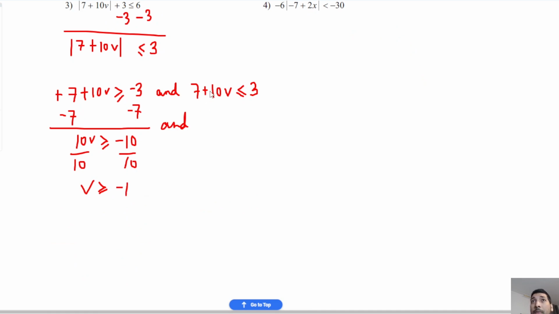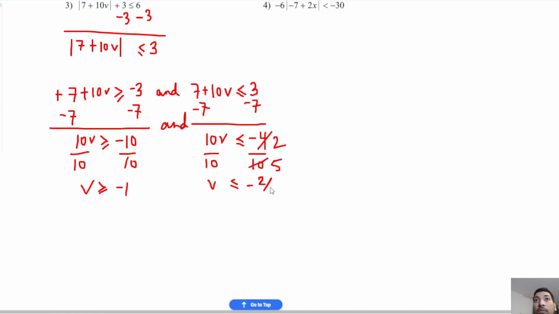For this part, we have 7 plus 10v less than or equal to 3. So we subtract 7. We get 10v less than or equal to 3 minus 7, that is -4. Divide both sides by 10. We get v less than or equal to -4 over 10. We can simplify this fraction. So divide both by 2. We get 2 here. If we divide 10 by 2, we get 5 here. So it's -2 over 5.